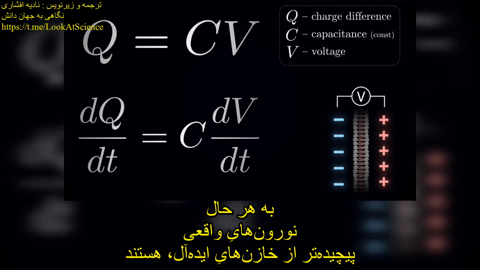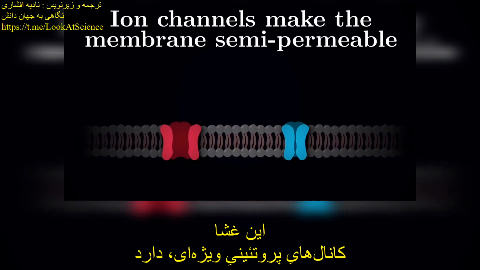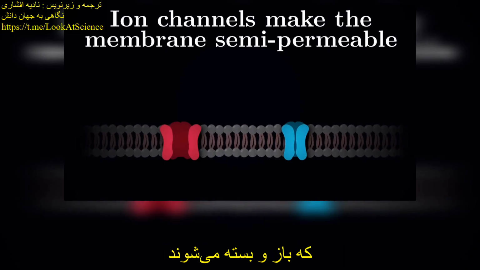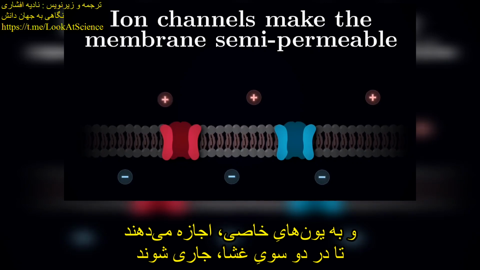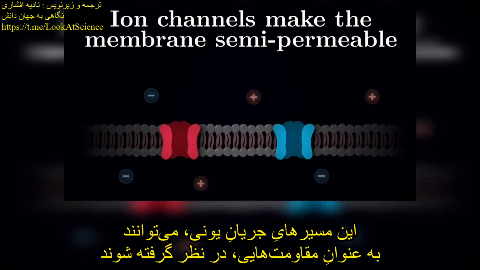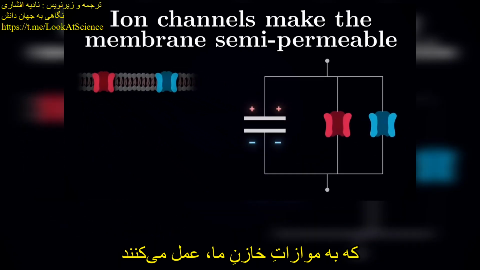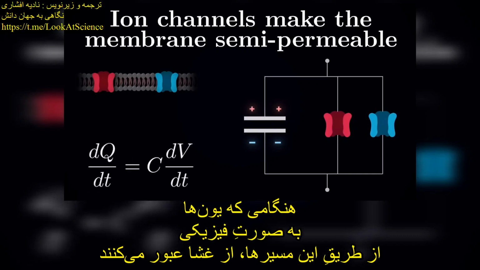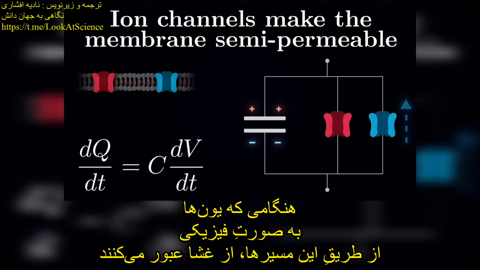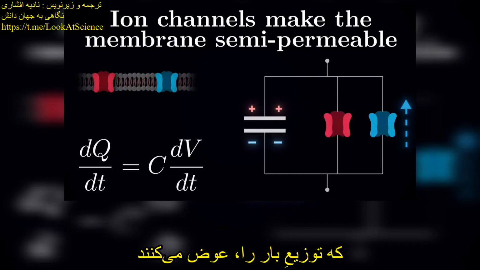However, real neurons are more complex than perfect capacitors. The membrane isn't completely impermeable. It has specialized protein channels that open and close, allowing specific ions to flow across the membrane. These pathways for ion flow can be thought of as resistors working alongside our capacitor. When ions physically cross the membrane through these pathways, they create electrical currents that alter the distribution of charge.